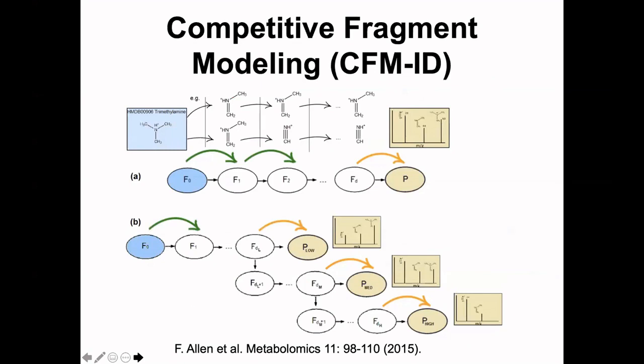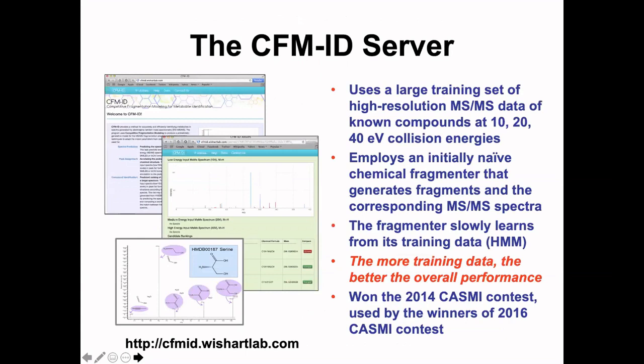That stands for Competitive Fragment Modeling and Identification. It was developed by a graduate student who worked in my lab, Felicity Allen, and she published this about 5 years ago. We converted it to a web server, and it allows people to take a compound and predict the spectrum. It allows you to take a spectrum and annotate an MS spectrum, all of the fragments, but also allows you to take an MS spectrum of an unknown compound and to predict what the structure is.